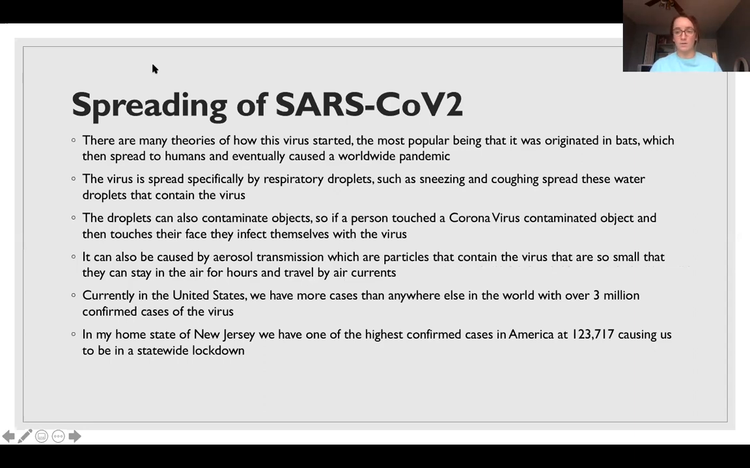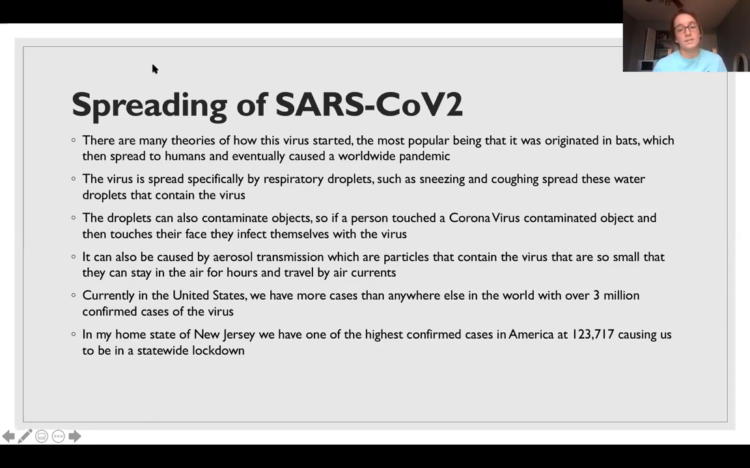So how did this virus spread so aggressively? We know there have been many theories about how the virus started and how it spread. The most popular was that it originated in bats in Wuhan, China, and spread to humans and eventually caused a worldwide pandemic. That goes back to the zoonotic spillover event I talked about: a virus originates in an animal, which then spreads to a human, and humans spread it to each other, causing the whole world to be infected. So this virus is spread specifically by respiratory droplets such as sneezing and coughing.